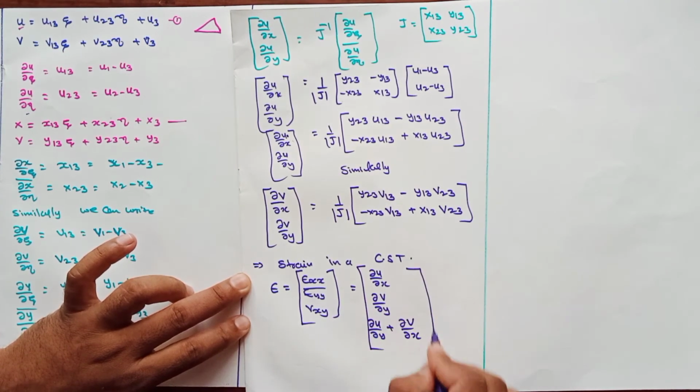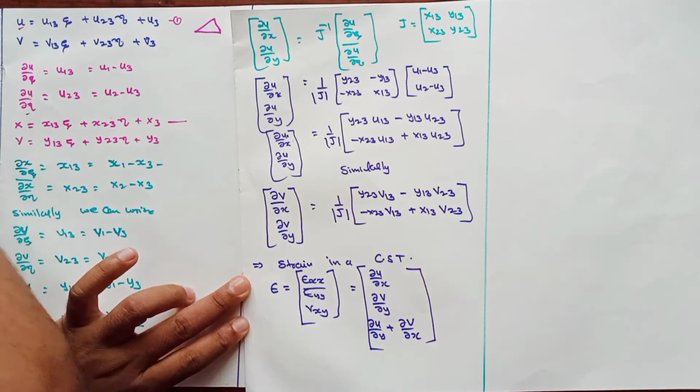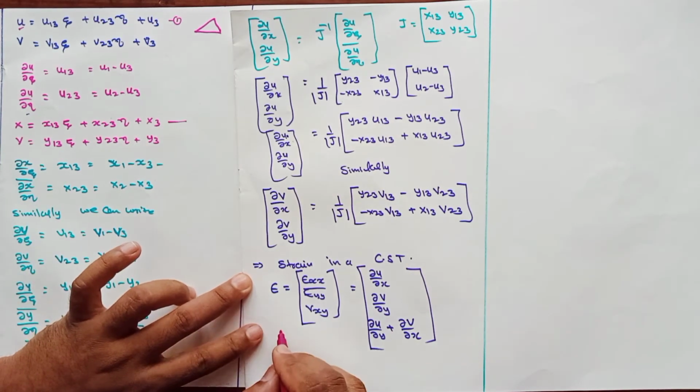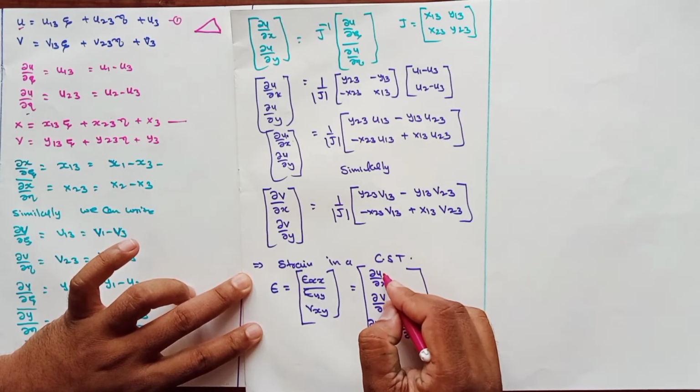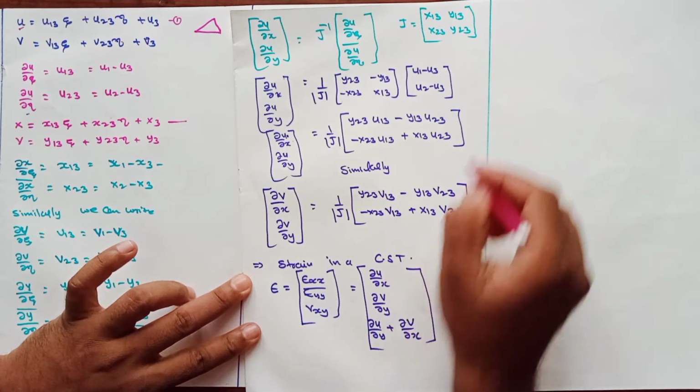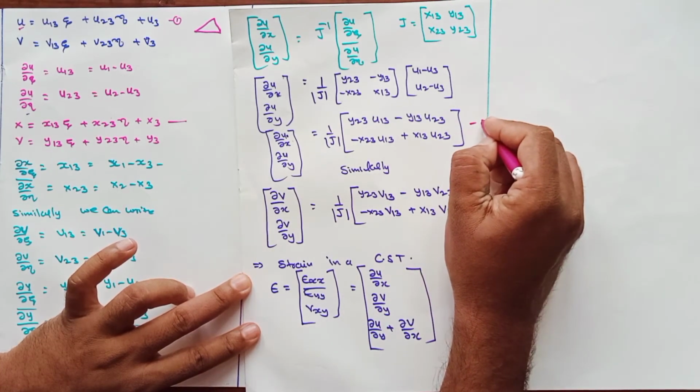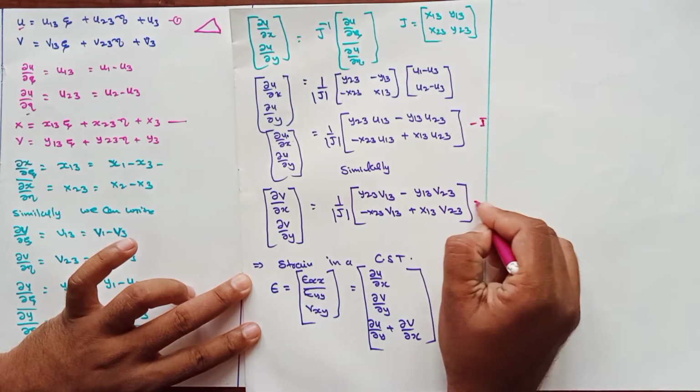So now, to define this epsilon, you should write down what is ∂u/∂x. If you see here the equation, let us call this equation number 1, and let us call this equation number 2.